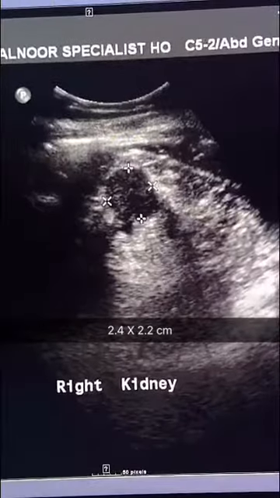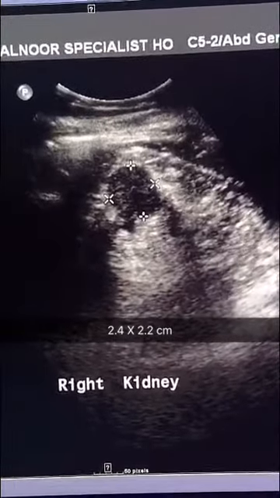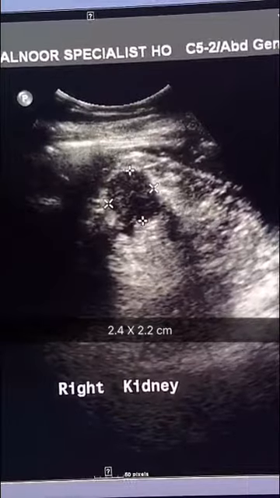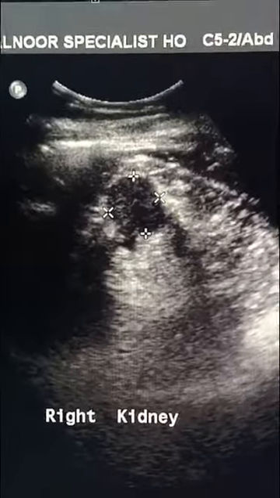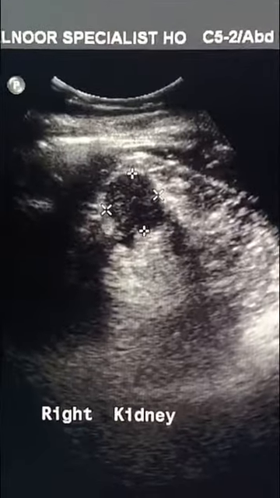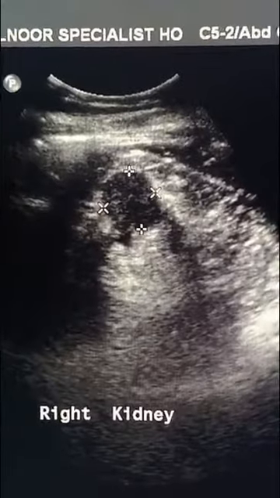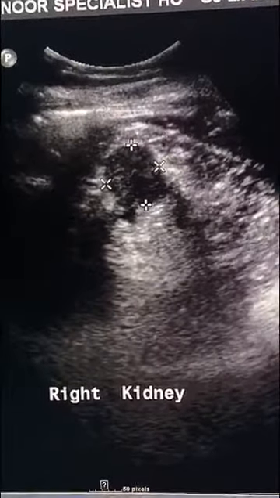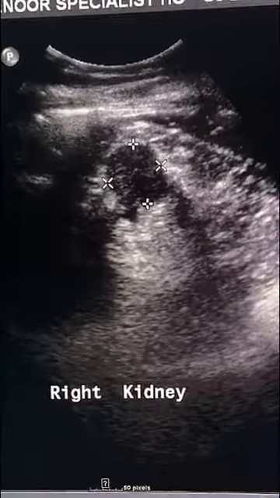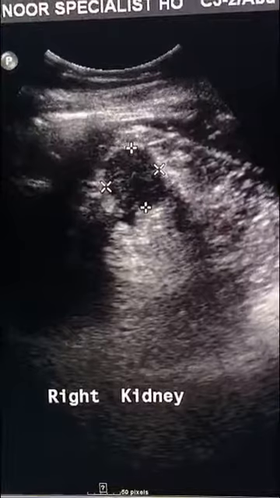The size of this lesion is 2.4 by 2.2 centimeters, and it is hypoechoic. You might notice acoustic enhancement. It seems like a solid lesion, but it might be a complicated cyst, especially that you see the acoustic enhancement. You need to put the color Doppler in it in order to check for internal flow. However, the operator didn't do that. I guess he felt that this is a solid lesion, and he recommended a CT renal mass.